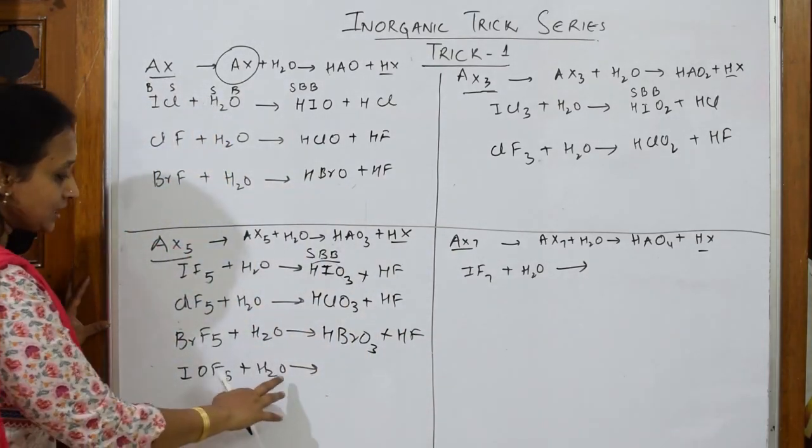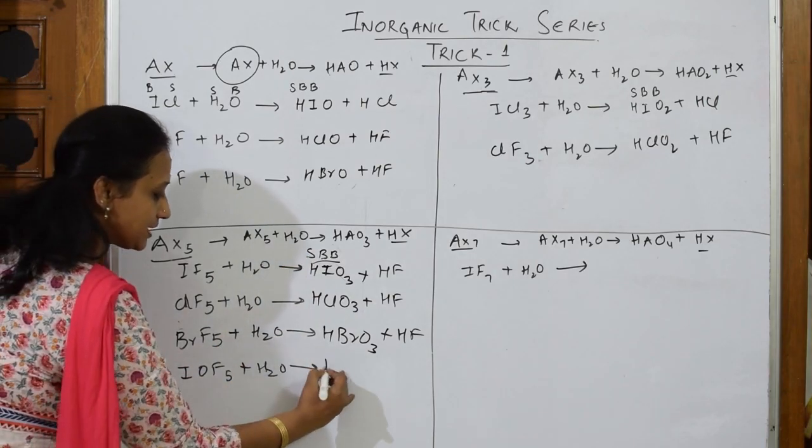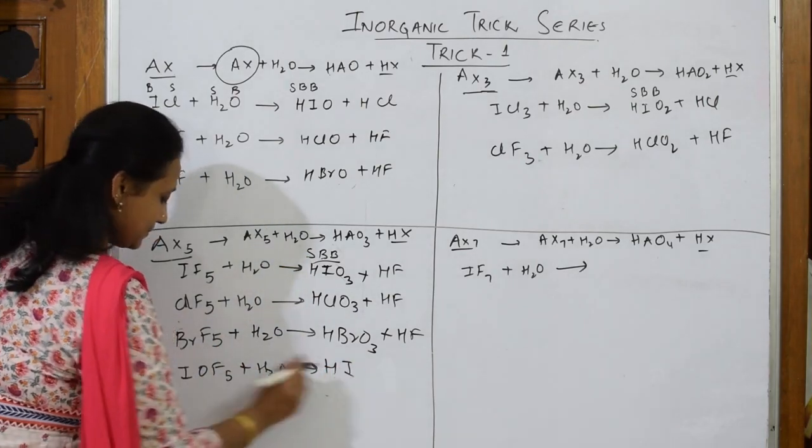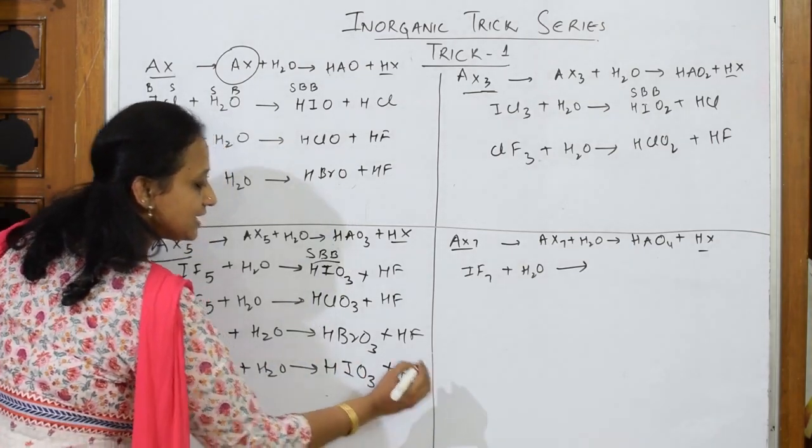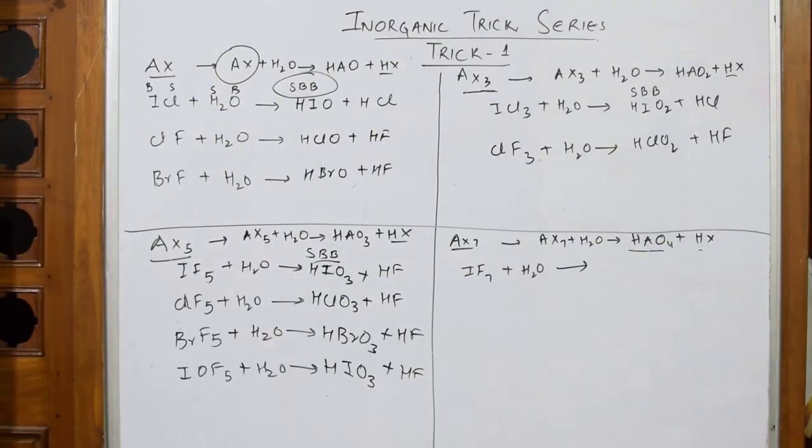Next, let us come here. In this combination, what is a smaller atom? H. What is a bigger atom? I. What is the next one? Oxygen, O3. What is the leftover? HF. Easy, isn't it?